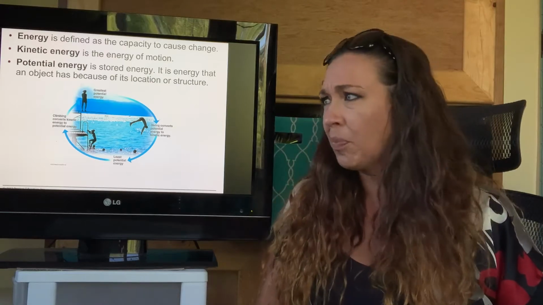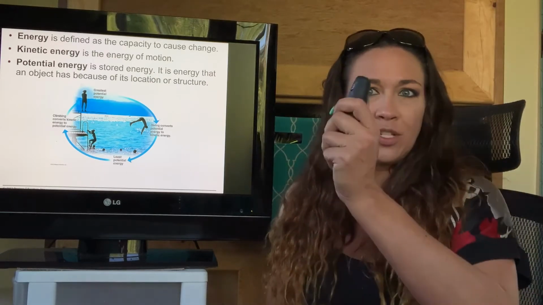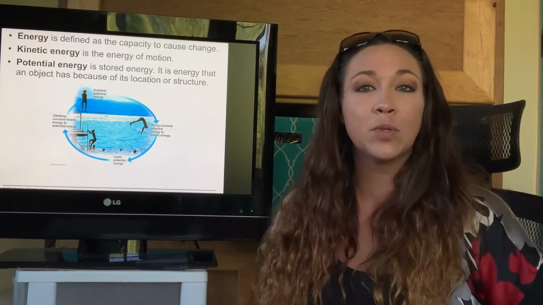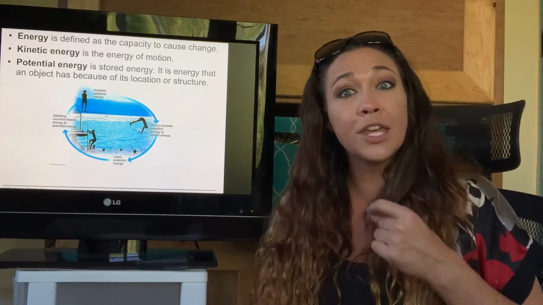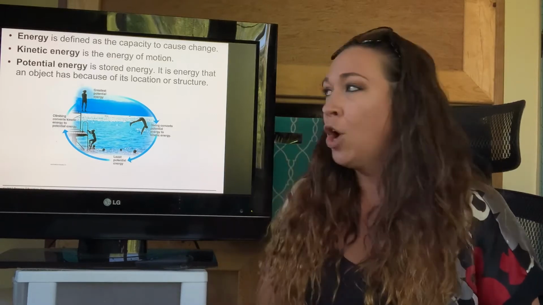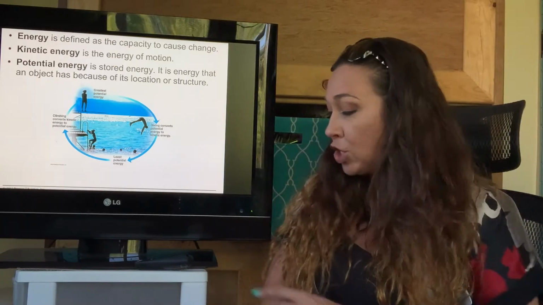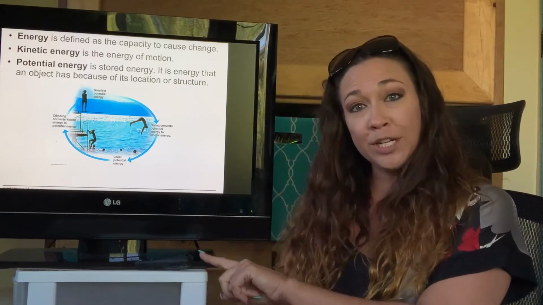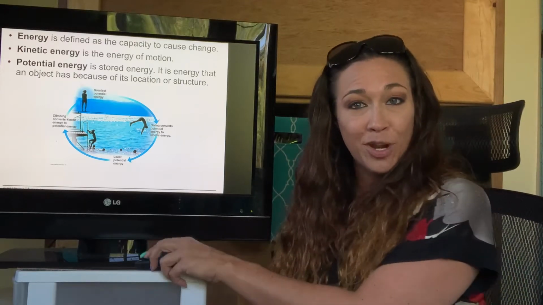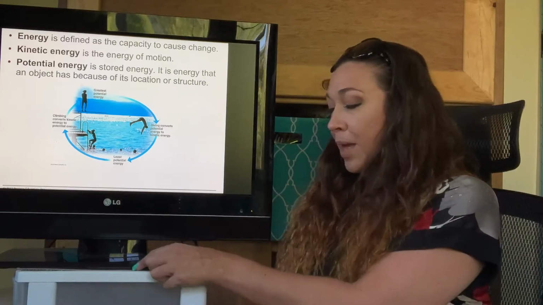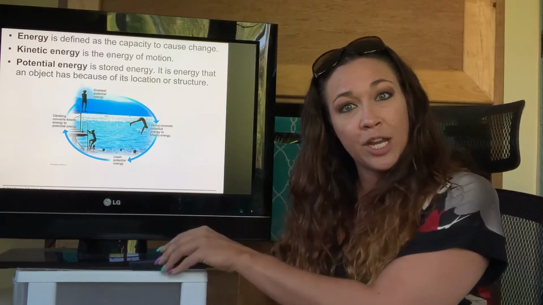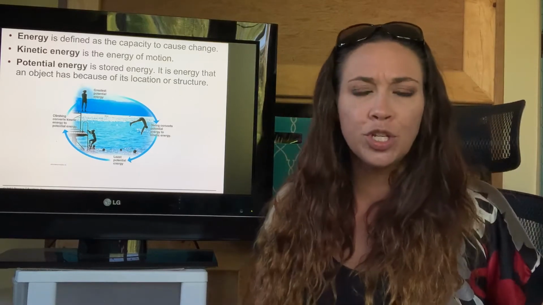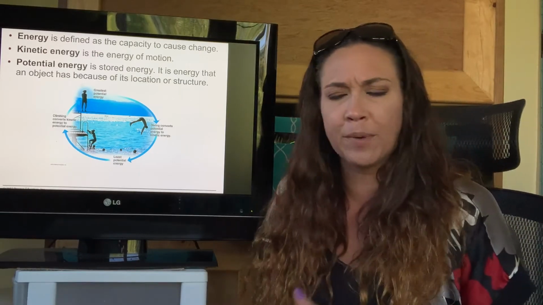If I didn't throw this across the room, if I just left it right here, it also has what's called potential energy, or the energy that it could have, because it could change. This location is several feet above my floor. So all we need to do is push it, give it a little kinetic energy, and now it's falling. It goes from potential energy, the sitting energy, to kinetic energy, the moving energy. Again, we're just transferring this energy, moving it around.